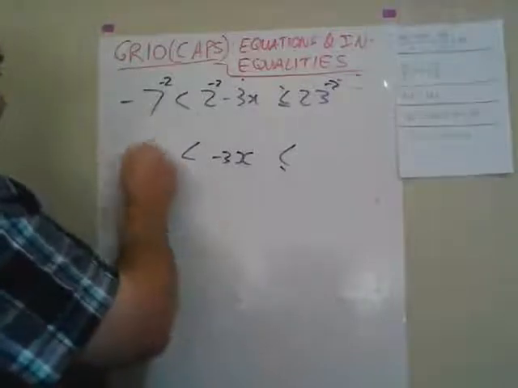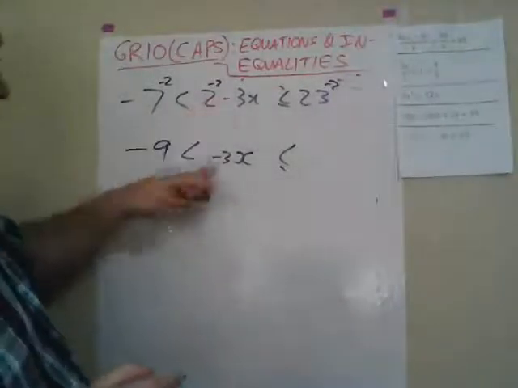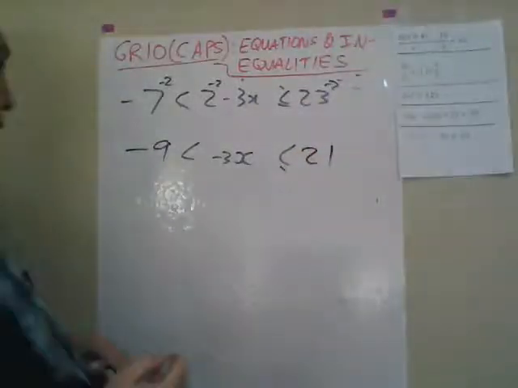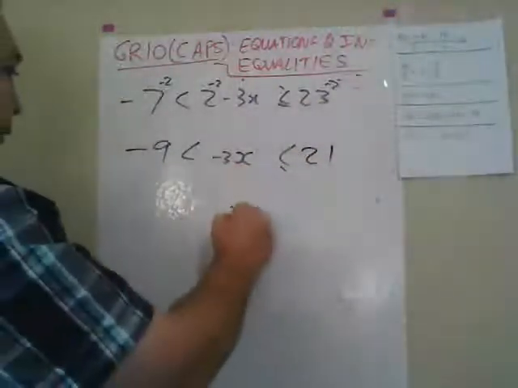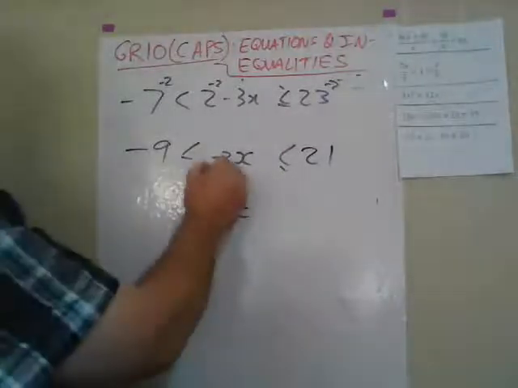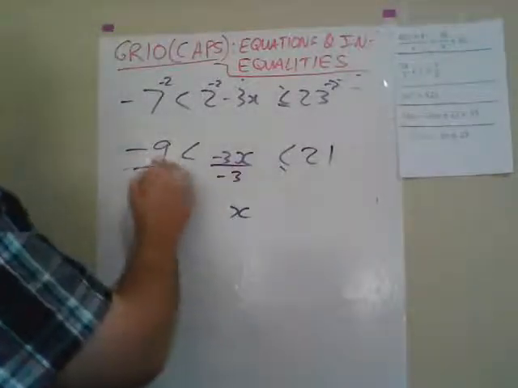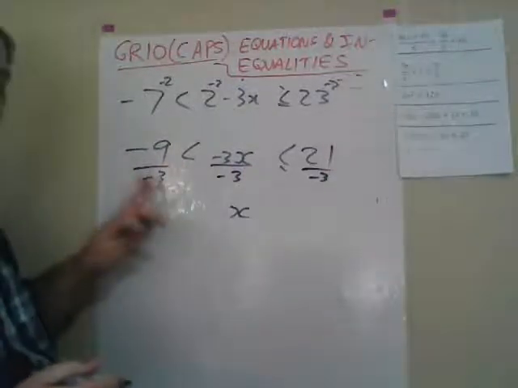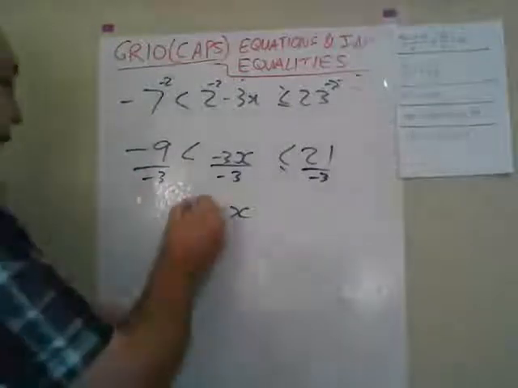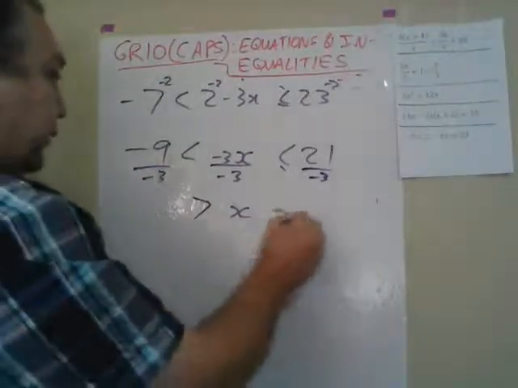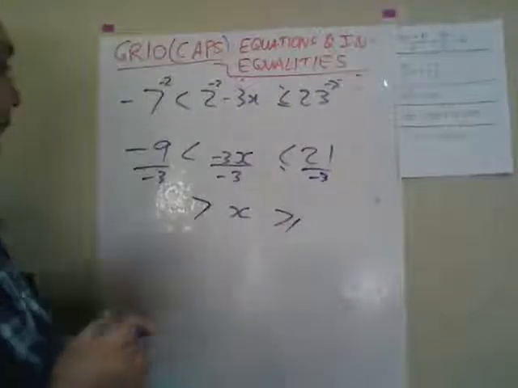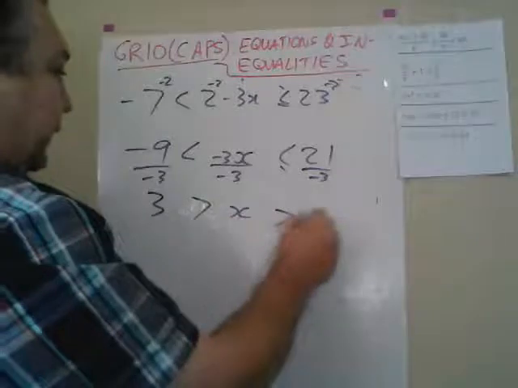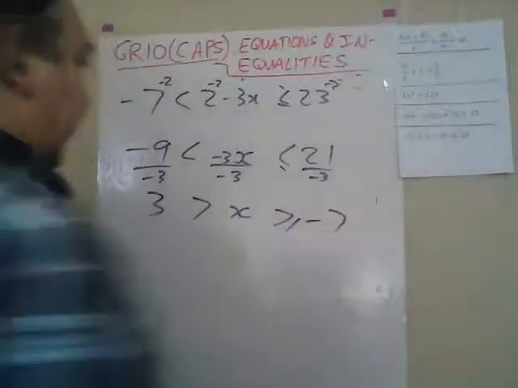So minus 7 minus 2 is minus 9. There will be a 0 there, and that will be 21. So now we want x on its own. So divide by minus 3, and minus 3. Now when we divide or multiply by a minus, the signs need to swap around. So that gives us 3 bigger than x, bigger or equal to minus 7.